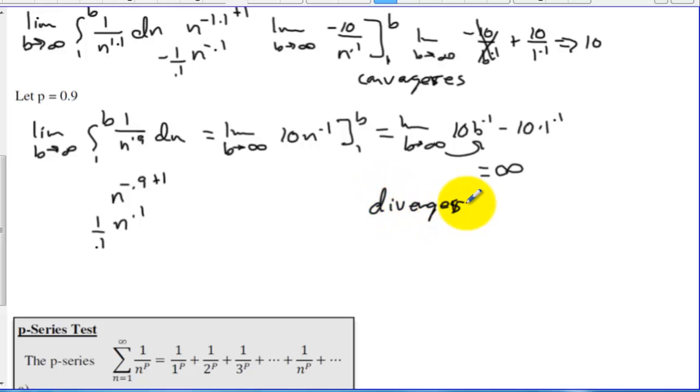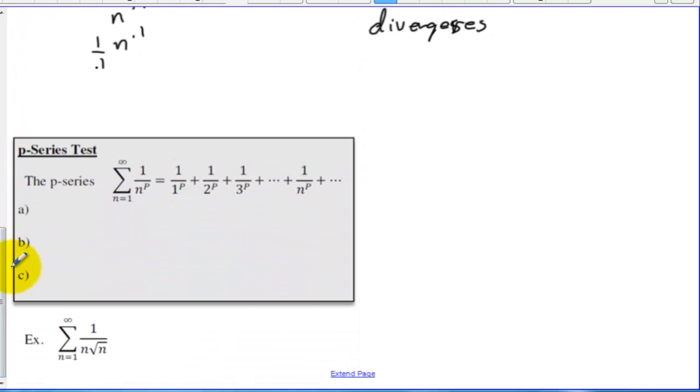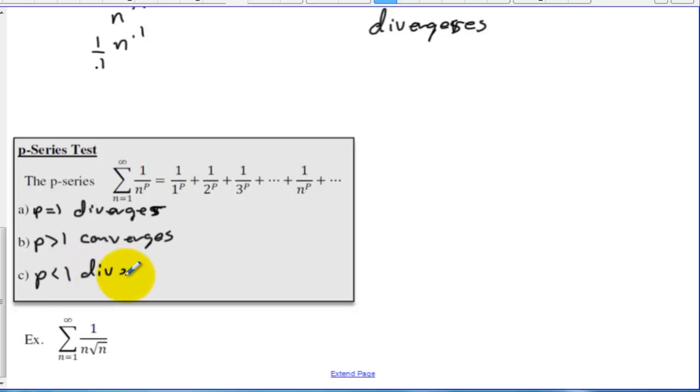And that will happen for any value of p that's less than 1. So bigger than 1, we converge. Less than 1, it's going to diverge. So given the p series, if p is equal to 1, diverges. If p is greater than 1, then it converges. And if p is less than 1, then this series diverges.